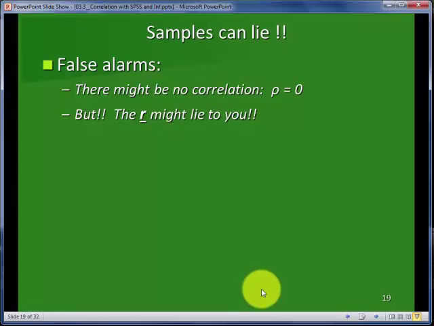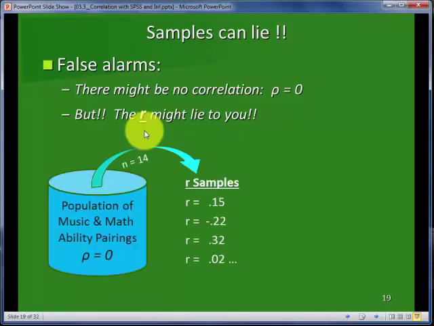Okay, so one way to think about this is that samples can lie. There can be false alarms. It might be the case that rho is really equal to 0. In other words, there ain't no correlation between these two things I'm interested in, but R might lie to you. Yes, it might lie to you.